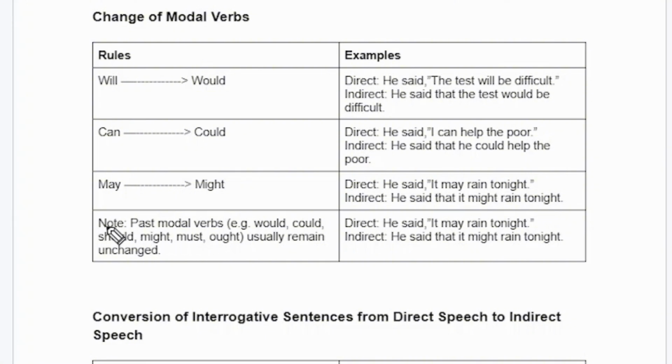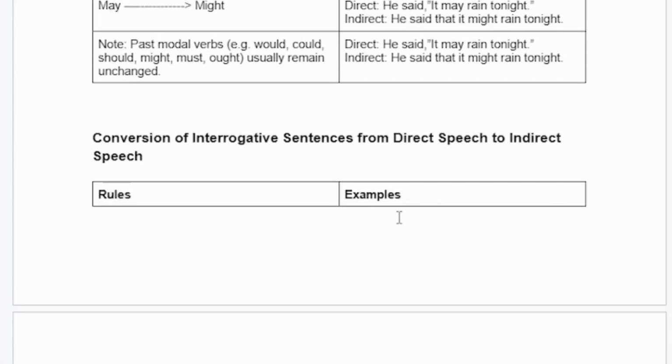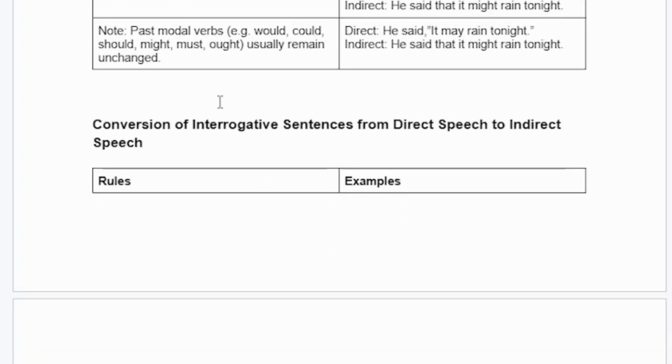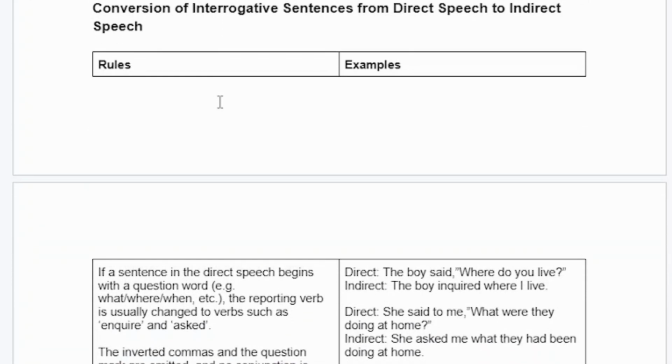So there are some more specifications. Past modal verbs, that is would and could, should, might, must, and ought, usually remain unchanged. Okay, so that is what you have to keep in your mind.